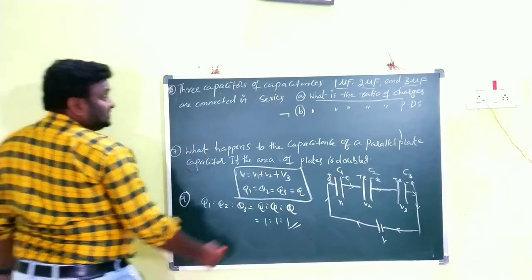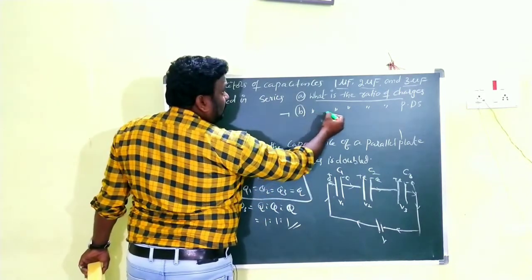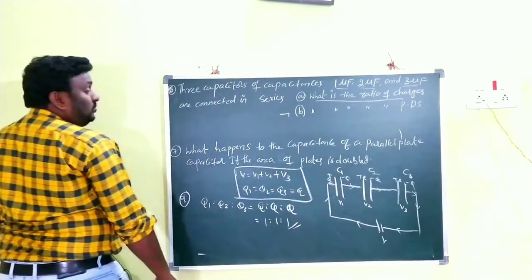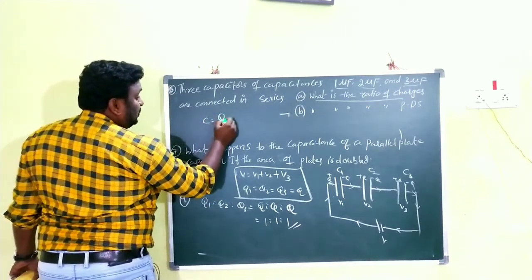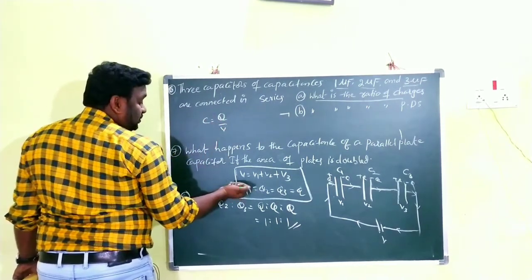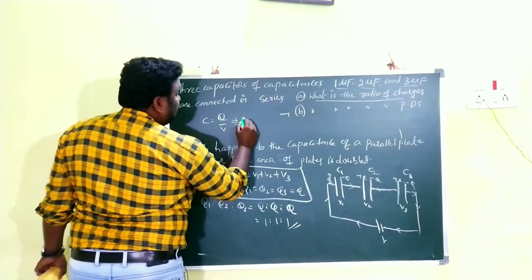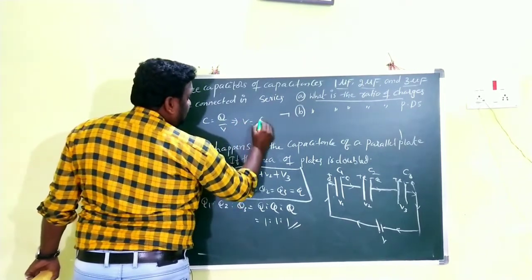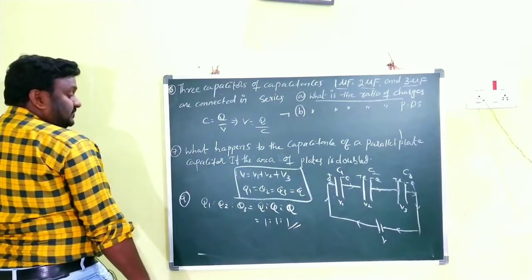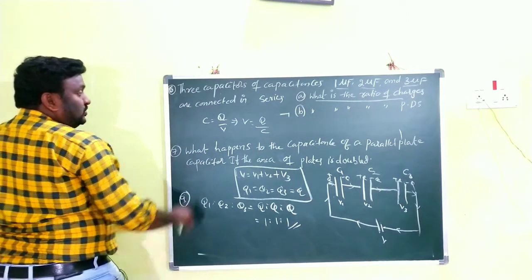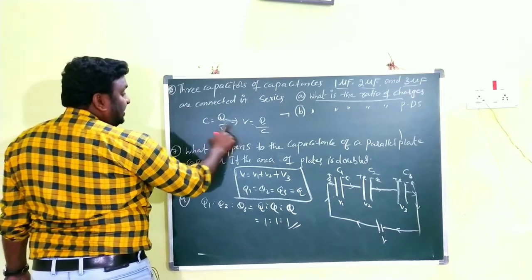And now children, the second one is what? Ratio of potential differences. We have the formula: C is equal to what? Q by V. C is equal to Q by V. From that, V is equal to what? Q by C. V is equal to Q by C. Clear? C is equal to Q by V and V is equal to Q by C.